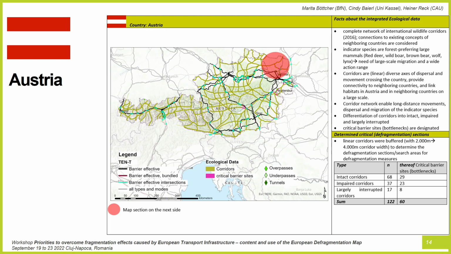And this network is for indicator species of forest preferring large mammals like red deer, wild boar, brown bear, wolf, and lynx. And these are all species which are in need of large-scale migration and have a wide action range. These corridors are linear axes of dispersal and movements crossing the country and provide the connectivity to the countries abroad.